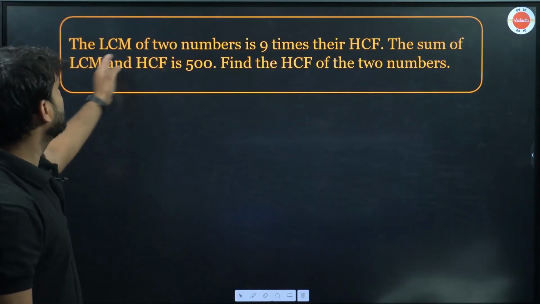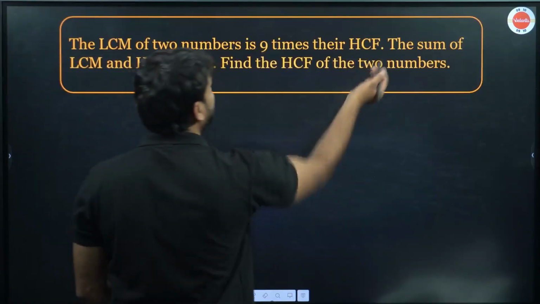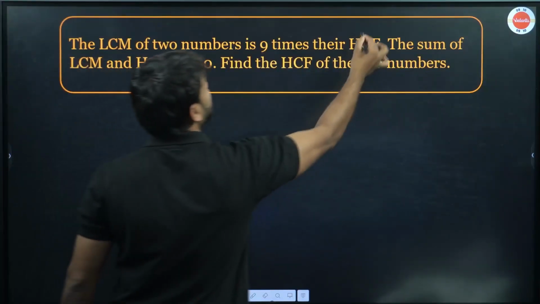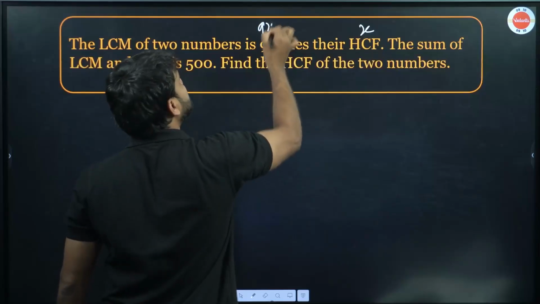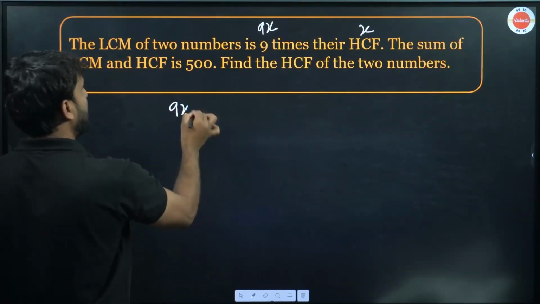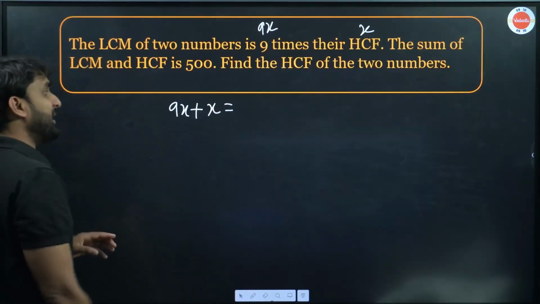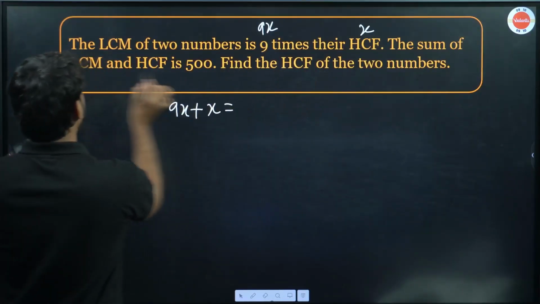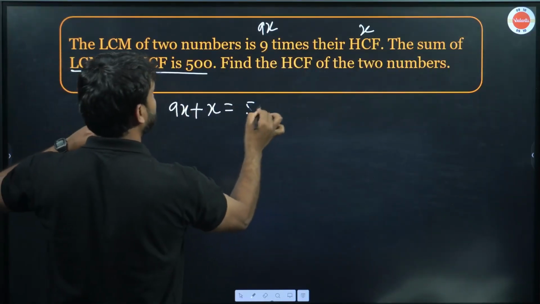Now similarly, the LCM of two numbers is 9 times their HCF. It means that if we consider HCF as x, what will be the LCM? 9x, because LCM is 9 times the HCF. So 9x plus x, LCM plus HCF. The sum of LCM and HCF is equal to 500.